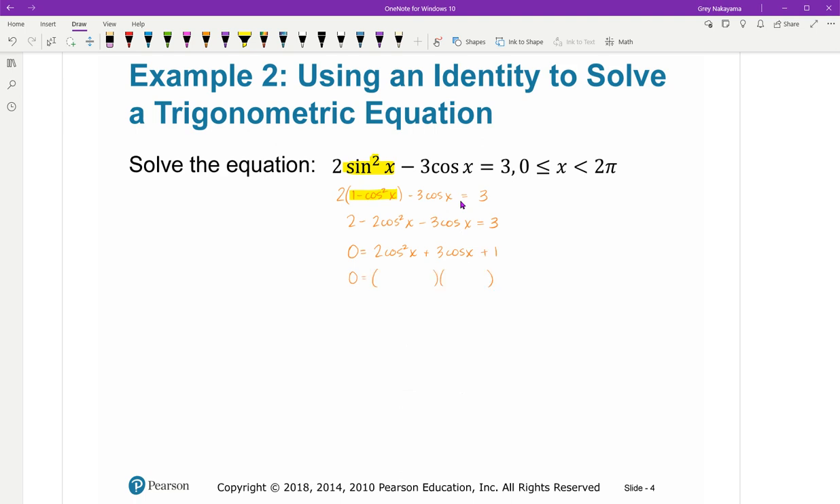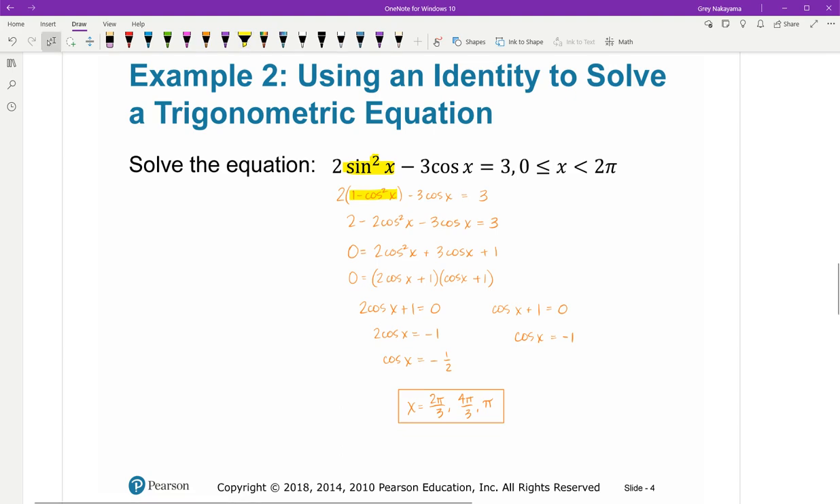I'm going to factor: 2 cosine x, 1 and 1. Everything's positive. Set each factor equal to 0. Subtract 1, divide by 2, subtract 1. So my angle, x equals, where's the cosine negative 1/2? Cosine is negative 1/2 on the green line in the second and third quadrants. So that's 2 pi over 3 and 4 pi over 3, and cosine is negative 1 at pi. So those are my answers.